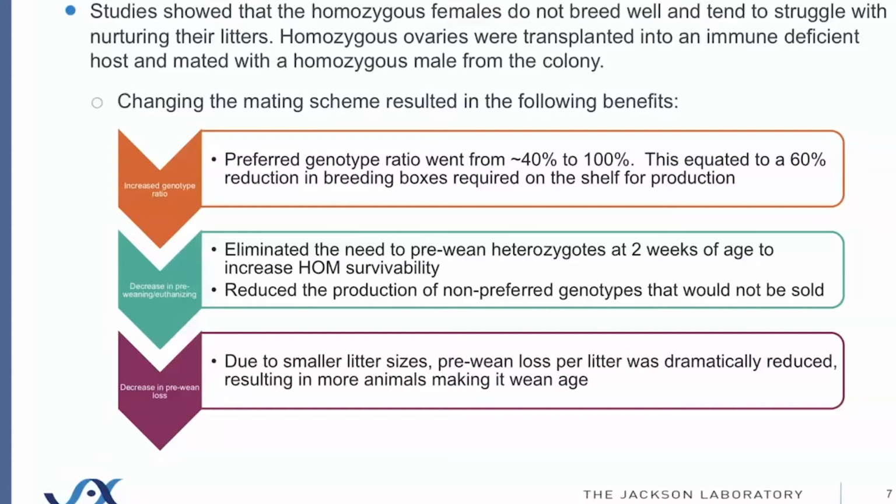And the other thing that we found really interesting is that due to smaller litter sizes, which you would think would be a bad thing, we actually saw a decrease in the pre-wean loss, which resulted in more animals making it to wean age.